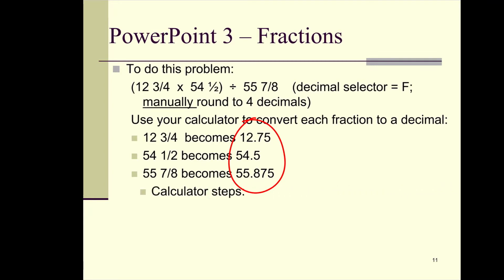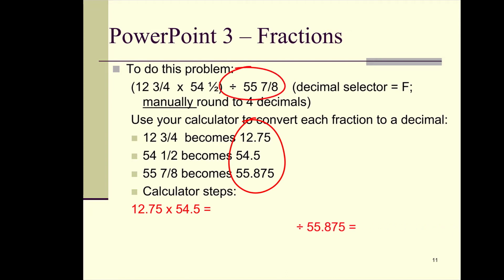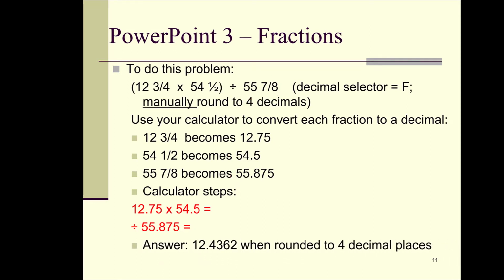Now that we have the 3 numbers converted to decimals, we can do the problem as we normally would. So here are the calculator steps, but of course we have to do the part in parentheses first. So 12.75 times 54.5 equals, and then divided by 55.875 equals, and when you manually round the answer to 4 decimals, you should get 12.4362.